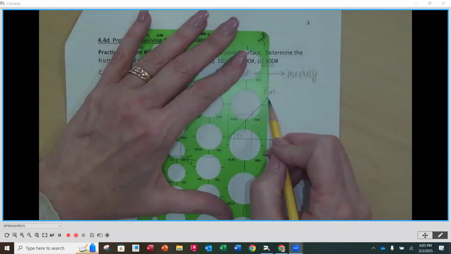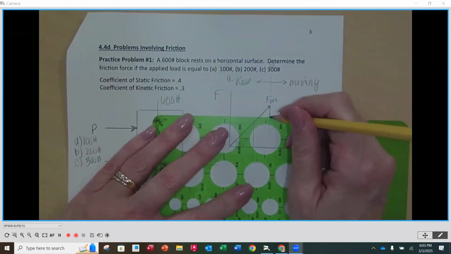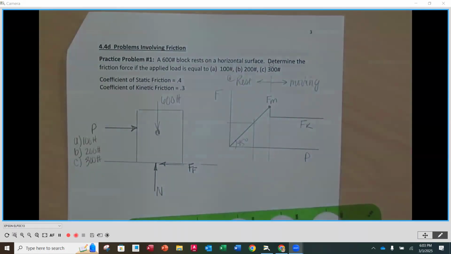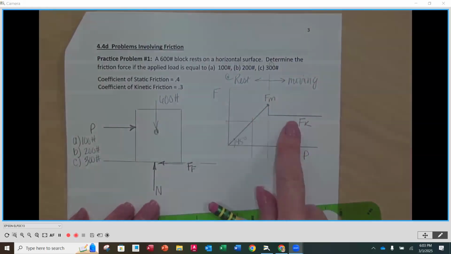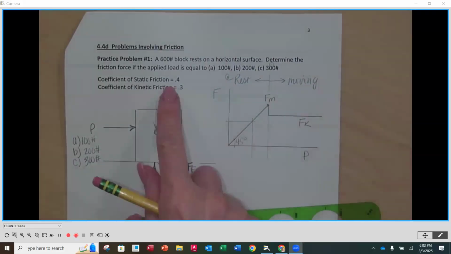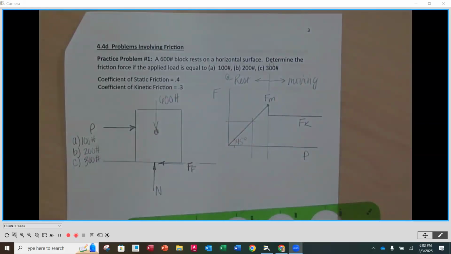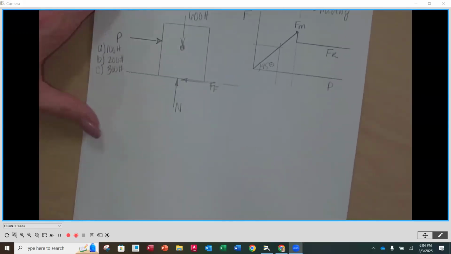After that, though, I know that my friction is going to take a little dip, and it is then going to continue while it's moving, where that is going to be the kinetic value of the friction force. So what we need to find out is when I'm pushing with 100, am I on the left or the right side of my graph? Because that's going to depend on whether I use the static coefficient or the kinetic coefficient to get my value for the friction force. So I need to calculate my maximum friction force first to determine what side I'm on. That's going to be my step number one.